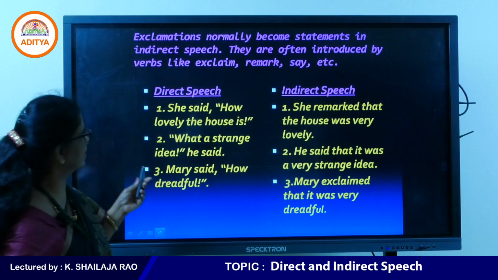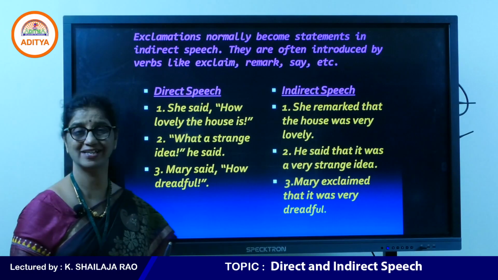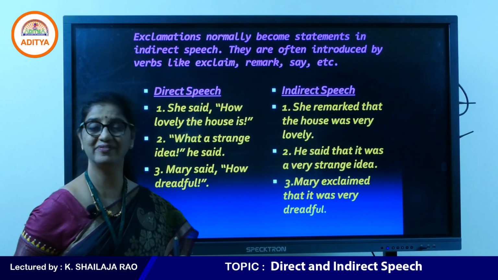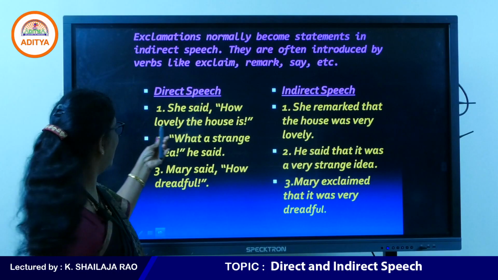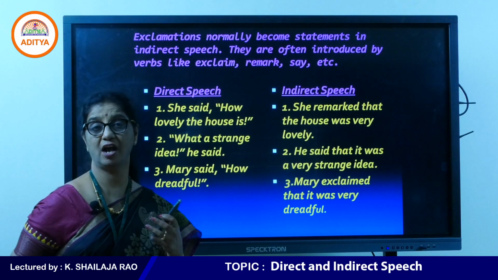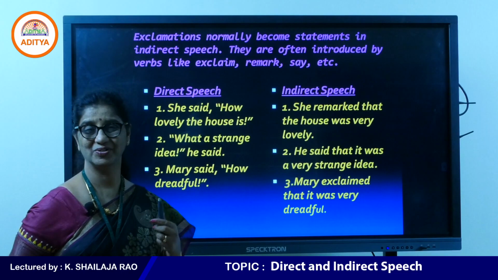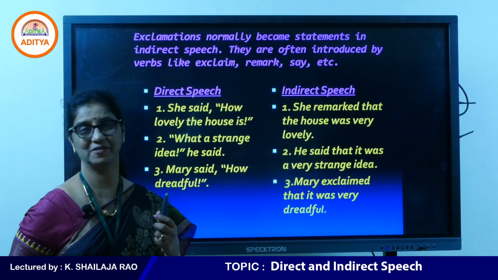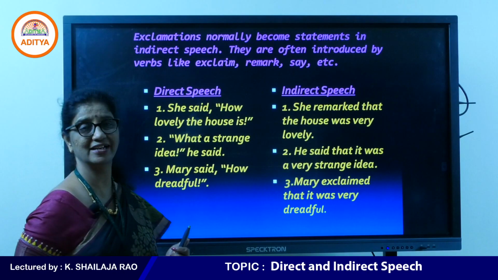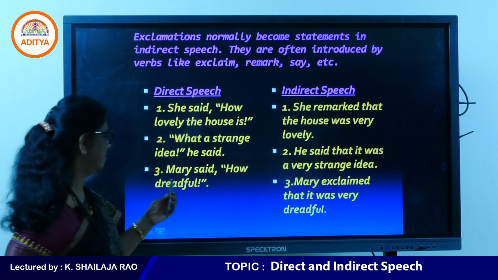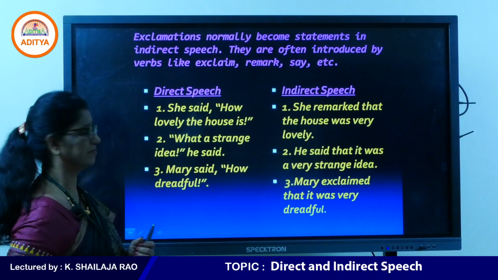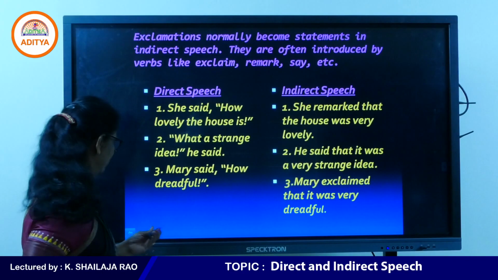Let's look at the direct. She said, "How lovely the house is." She remarked that the house was very lovely. See, where is that? "How lovely." Whenever something is very nice, you say, "How beautiful." So she said that it was very beautiful. "What a strange idea," he said. He said that it was a strange idea. Mary said, "How dreadful." Mary exclaimed that it was dreadful.